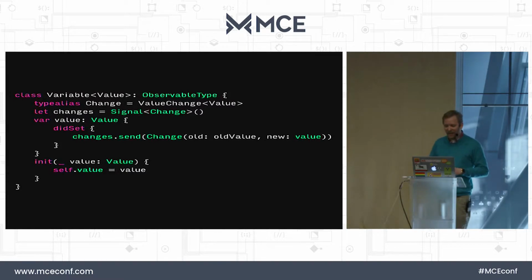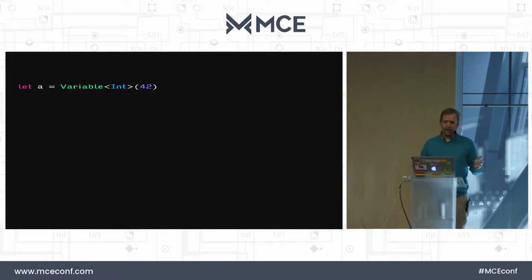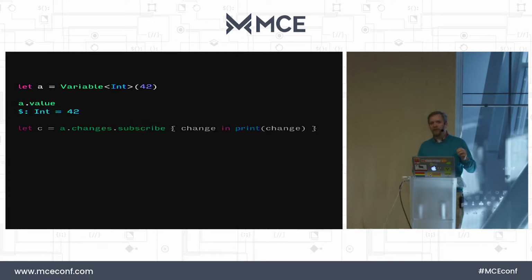We have done something quite useful. Because once we have this variable, we can start using it. You can instantiate it, like here is an integer variable of value 42. We can get the value out of it using the value protocol. We can subscribe to it.